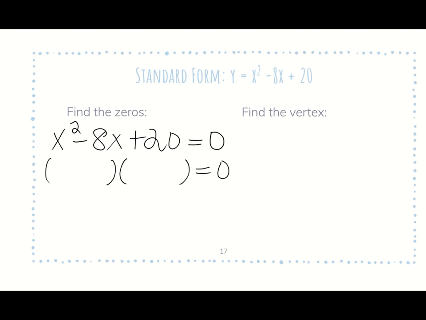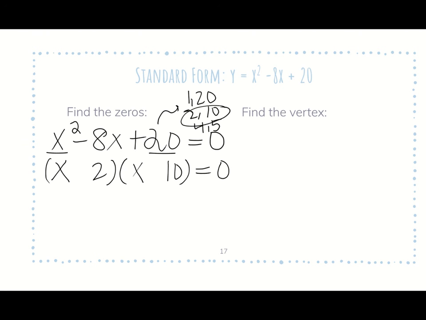So what multiplies to x squared? Well, x times x. What multiplies to 20? Well, 1 and 20, 2 and 10, or 4 and 5. Well, which ones add to 8? 21, 12, 9. Well, none of those. Well, we could subtract because there's a negative. Well, we would have 19, 8. Okay, 2 and 10.